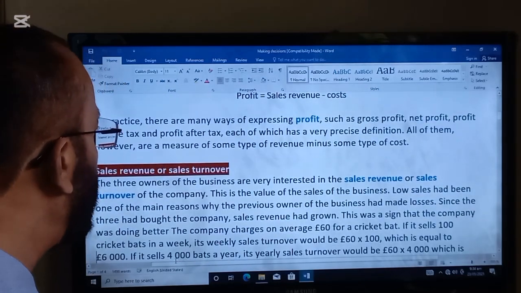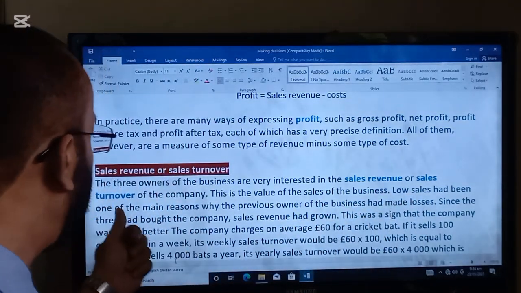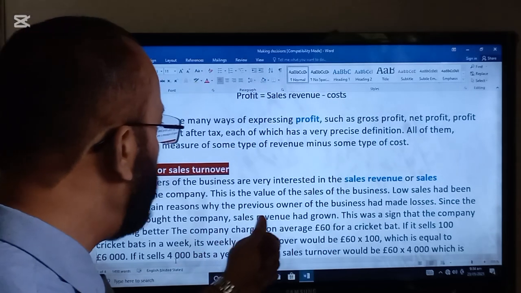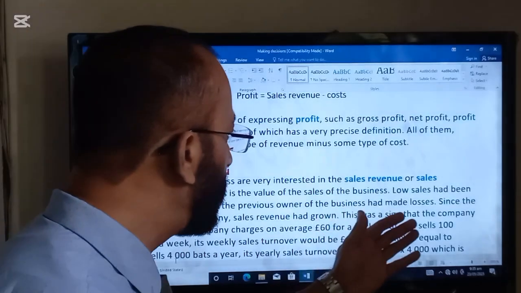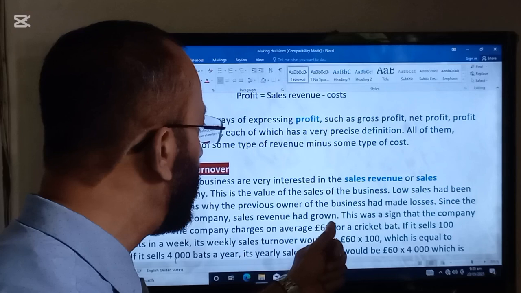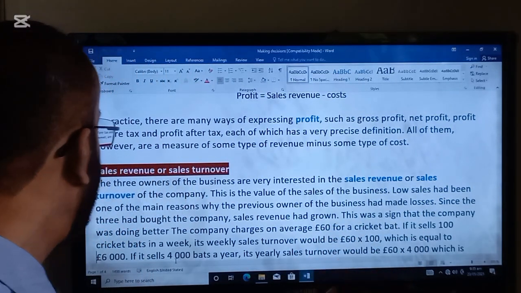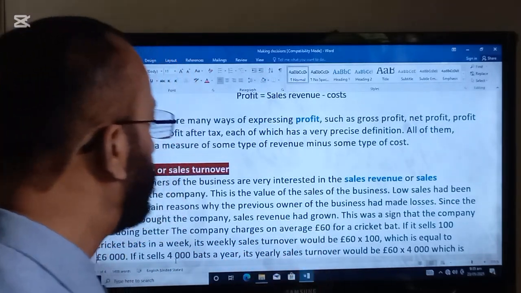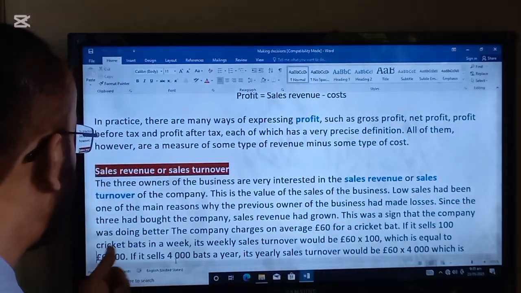The three owners of the business are very interested in the sales revenue or sales turnover of the company. This is the value of the sales of the business. Low sales had been one of the main reasons why the previous owner of the business had made losses. Since the three had bought the company, sales revenue had grown. This was a sign that the company was doing better.